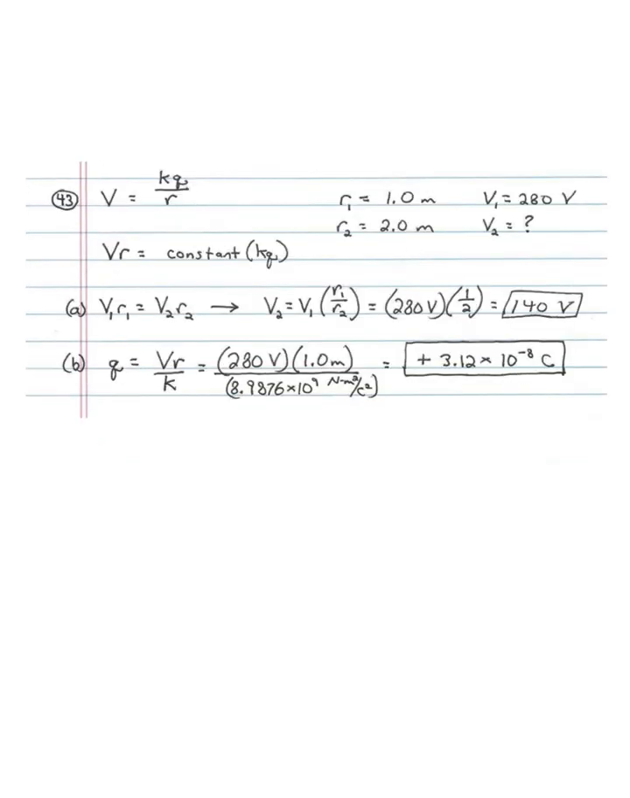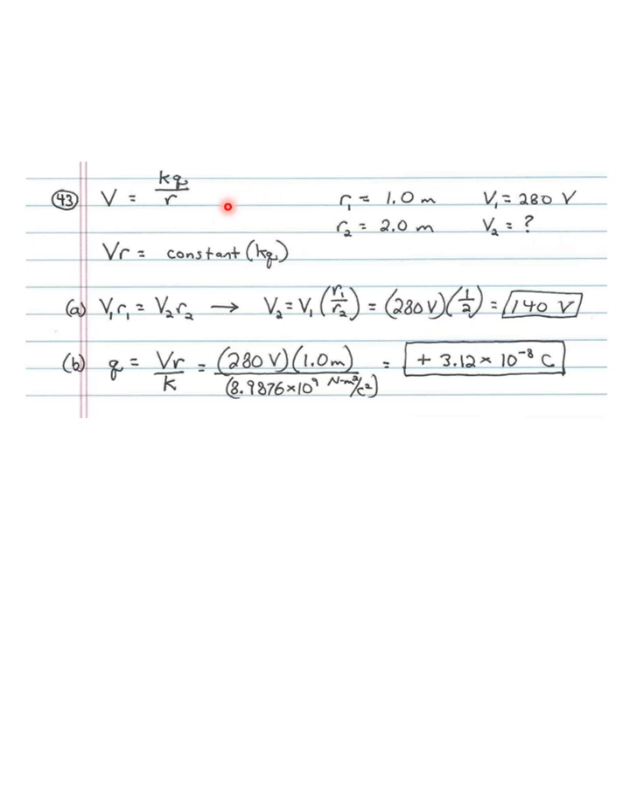Number 43. At 1 meter from a point charge, the electric potential is 280 volts. What's the potential 2 meters from the same charge? And what are the magnitude and sign of the charge? I've written out the relevant formula that potential is kq over r from a point charge. R1 at 1 meter, V1 280 volts, R2 is 2 meters, and V2, that's what we want to solve for.